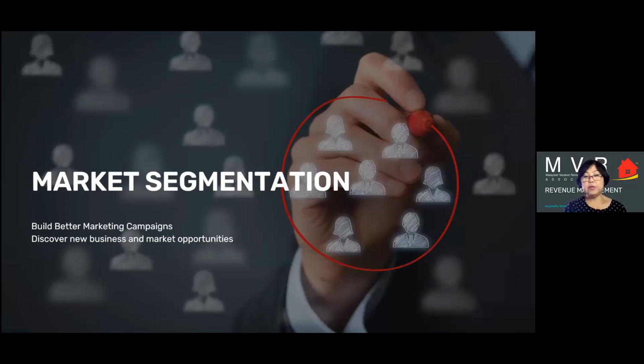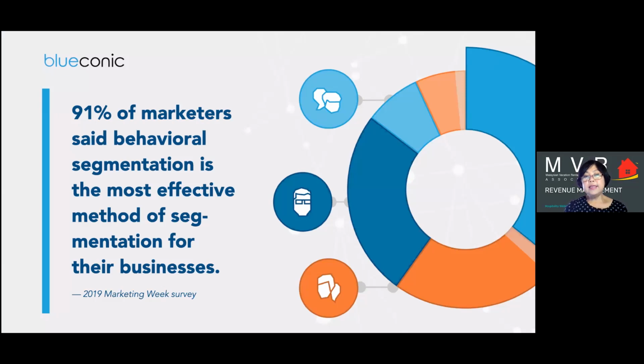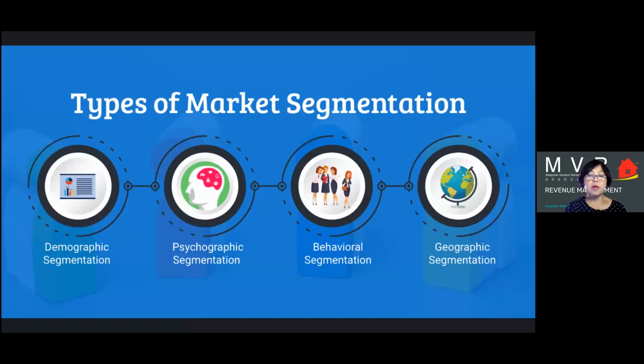Market segmentation. 91% of marketers say behavioral segmentation is the most effective method of segmentation for their business. Let's have a look at the various market segmentations that you can deploy: demographic segmentation, psychographic segmentation, behavioral segmentation, and geographical segmentation. These are the main 4 key segmentations that you can use.